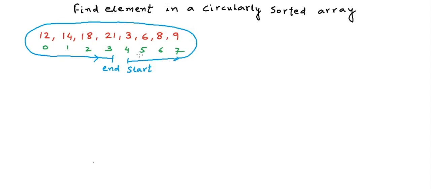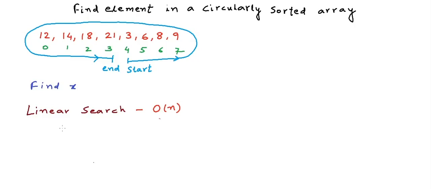Now given such an array, we have to find out whether a number x exists in this array or not. So how do we solve this problem? The simplest approach would be to perform a linear search, where we scan the whole array to look for x. But in this approach, we will not make use of the property of the array that it is circularly sorted, and the time complexity for this approach would be big O of n, where n is the number of elements in the array. So what else can we do?